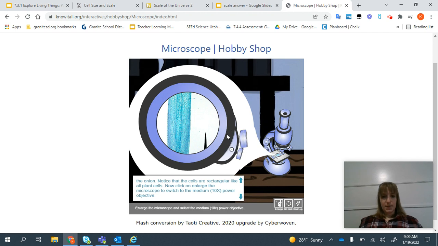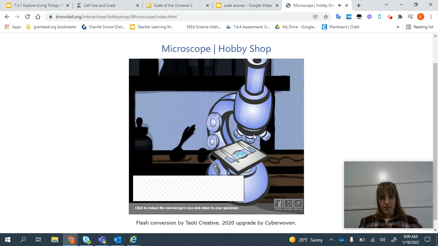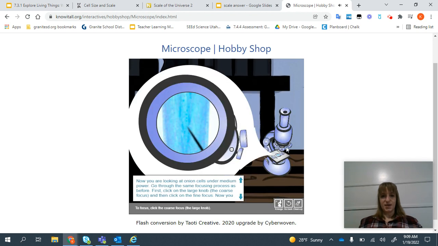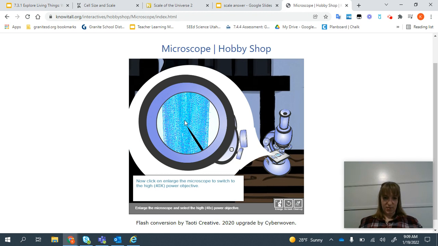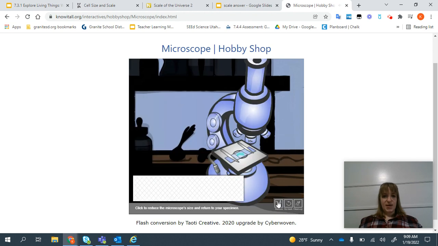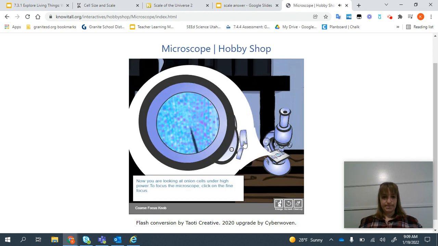So let's see, how do we do that? I forget. Okay, so we have to click enlarge on the microscope here, and then that will allow us to switch to a higher magnification. So now we're at the 10 times. We're going to do the coarse focus and then the fine focus, and now we can see those cells lined up side by side a little bit clearer. But we want to get to the highest magnification to get the best view of those onion cells.